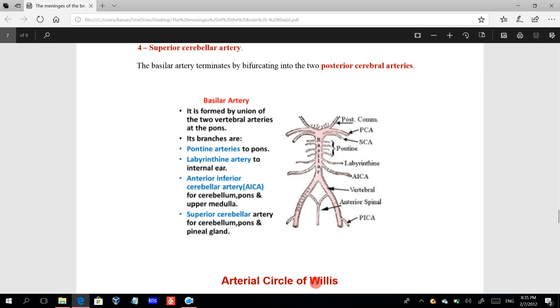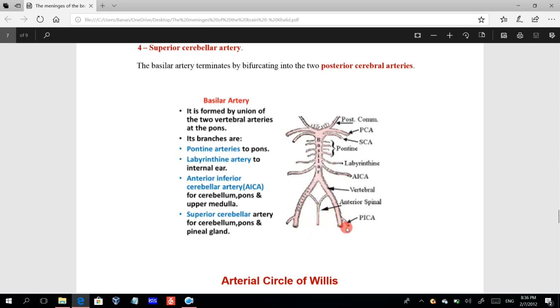Anterior two-thirds of the spinal cord. Here, of course, not present in this picture, we have another branch which descends along here, which is called the posterior spinal artery, one on the right and another one on the left.